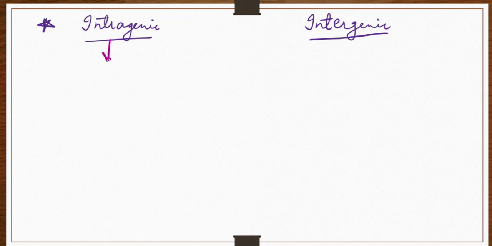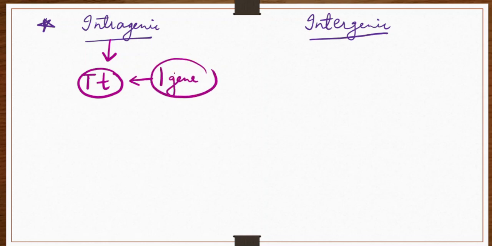Intra means, suppose there is capital T, small t, so there will be interaction between alleles of the same gene. This is one gene, right? One gene for the height of a plant. So there will be interaction among these two alleles. The interaction between the alleles of the same gene is known as intragenic interaction. And due to this interaction, there was a deviation which occurred in the first law of genetics.